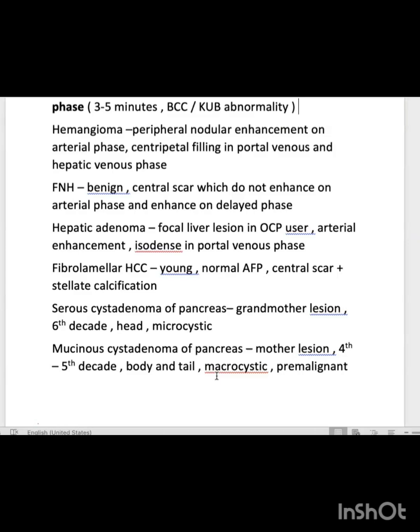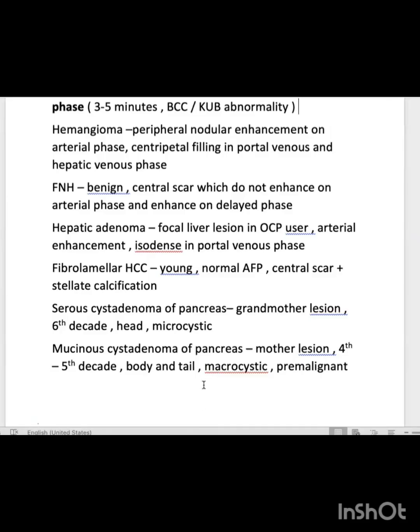So again, I am reclassifying arterial phase enhancement, HCC or hepatic adenoma. Portal venous phase hypodense, HCC, isodense, hepatic adenoma. OCPs, hepatic adenoma. Normal alpha fetoprotein, hepatic adenoma. Peripheral enhancement during arterial phase, centripetal filling during delayed phase, hemangioma. FNH with a central scar. Central scar plus stellate calcification, fibrolamellar HCC.